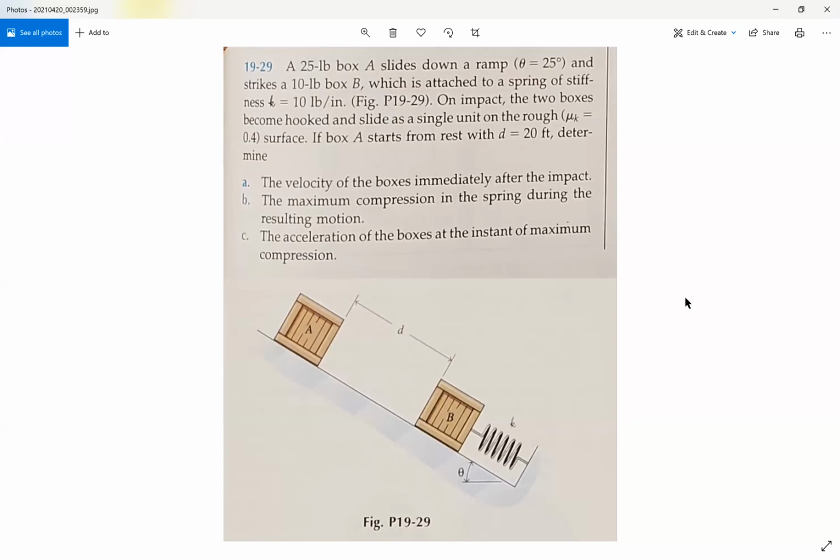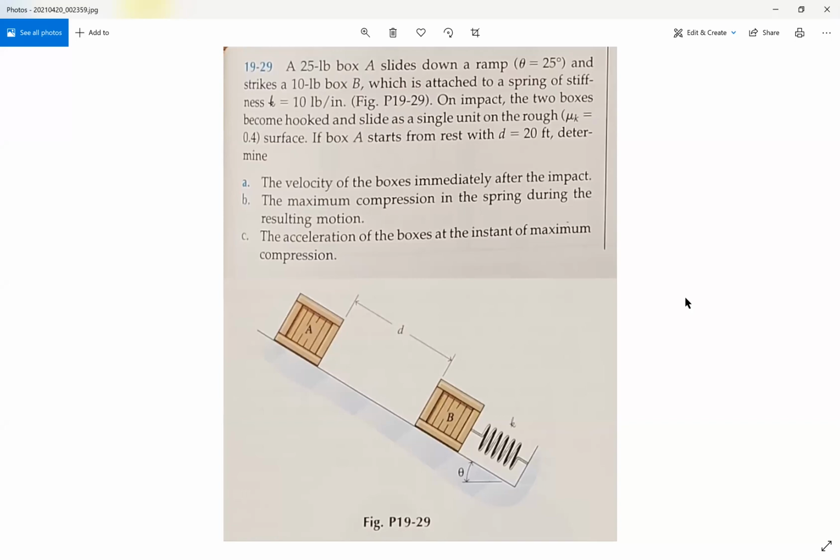This is problem 19-29. A 25-pound box A slides down a ramp at an angle of theta equal to 25 degrees and strikes a 10-pound box B, which is attached to a spring of stiffness k equal to 10 pounds per inch. On impact, the two boxes become hooked and slide as a single unit on the rough 0.4 friction coefficient surface.